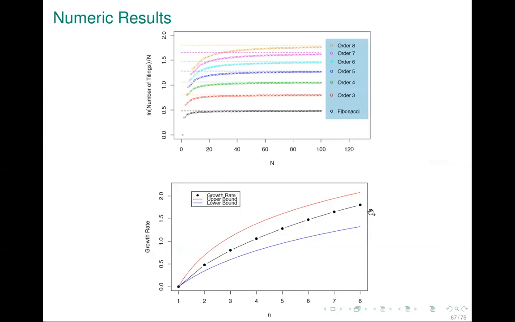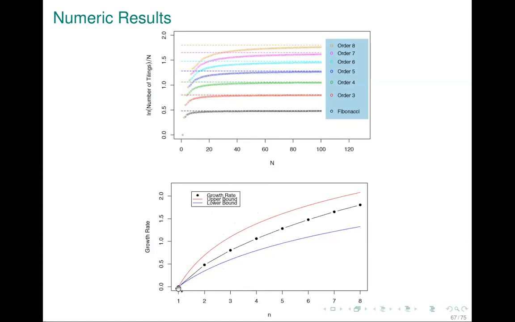Next is some numerical results. These circles are the number of tilings for different lengths n, and this horizontal line is lambda 1 for the matrix. First of all, you see that it converges, and as n gets bigger it converges slowly. The next plot is the growth rate. The black points are the growth rate, and the red and blue lines are the upper and lower bounds I provided in the theory.